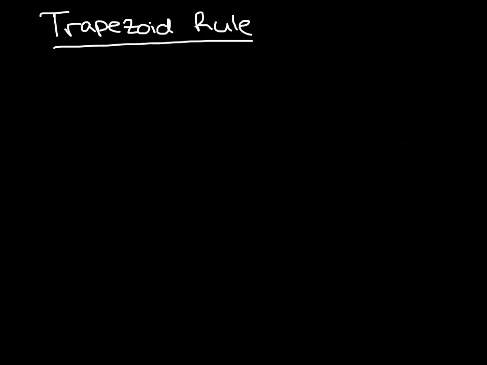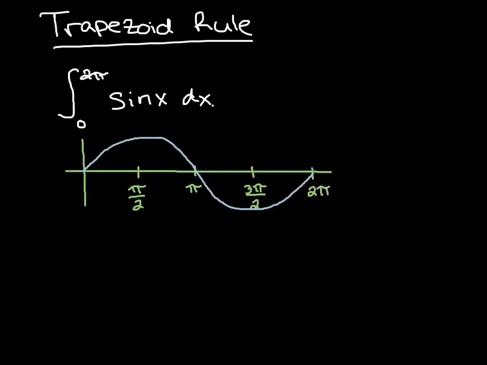So let's start off with our first question. I want to find the area under the curve between 0 and 2 pi for the equation of sine x. I think it always helps to draw a picture before you start. And I'm going to keep it easy on ourselves. I'm just going to do 4 trapezoids. I think we'll get a nice picture with that.